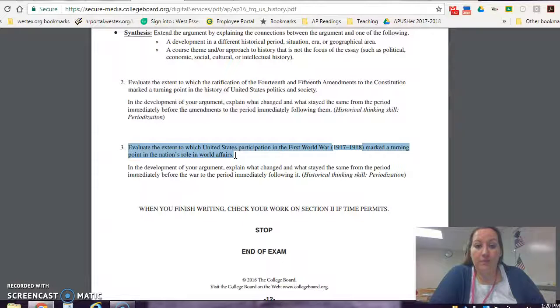Ratification of the 14th and 15th Amendments. 14th Amendment, let's back up. 13th Amendment, during the Civil War, at the very tail end, freed slaves. But remember, the Dred Scott decision said that slaves weren't citizens. So the 14th Amendment made them citizens, gave them citizenship and all of the protections of citizens. And then the 15th Amendment is then, after the right to vote is denied to them, gives them the right to vote.